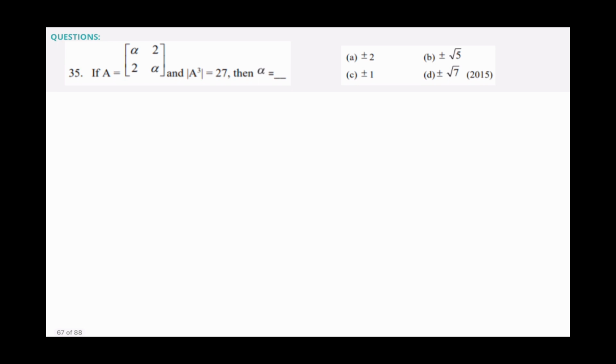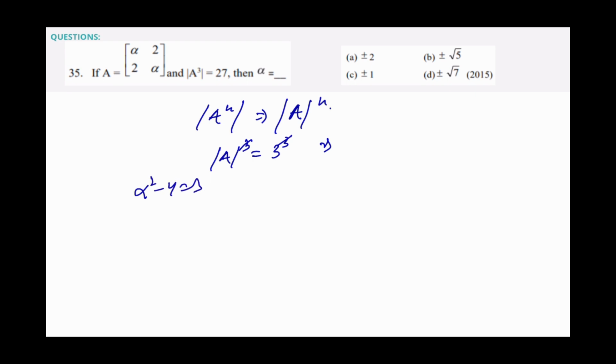Coming to the next question. Very simple, students. Okay, you already know the determinant of A power n is what? Determinant of A whole power n. Correct. So the determinant of A whole power cube is equal to 3 cube. So we'll get the determinant value as 3. And if you solve this one, you'll get alpha square minus 4 equal to 3. So alpha square is equal to 7. So alpha equal to what? Plus minus root 7.